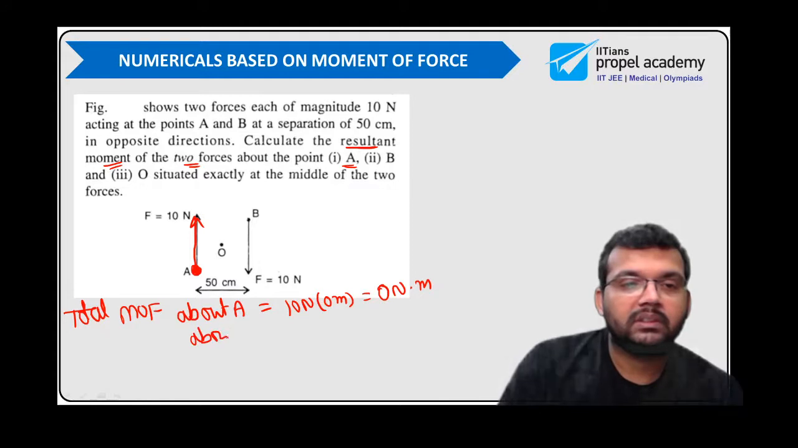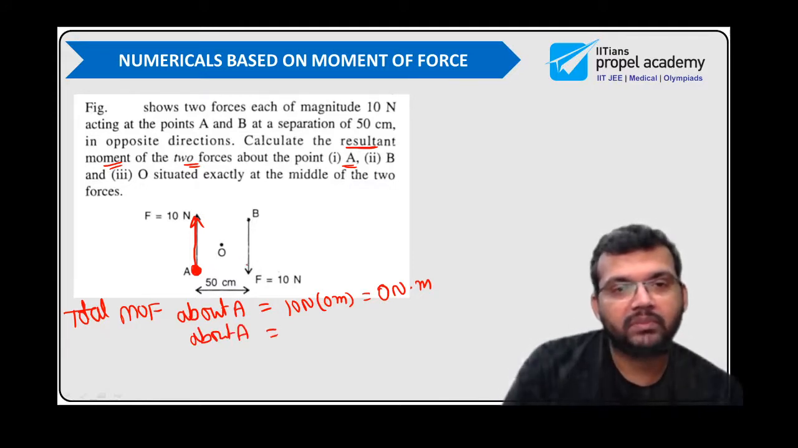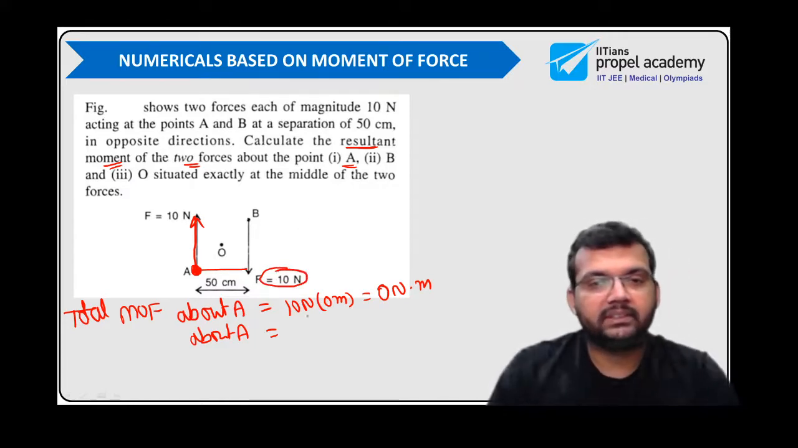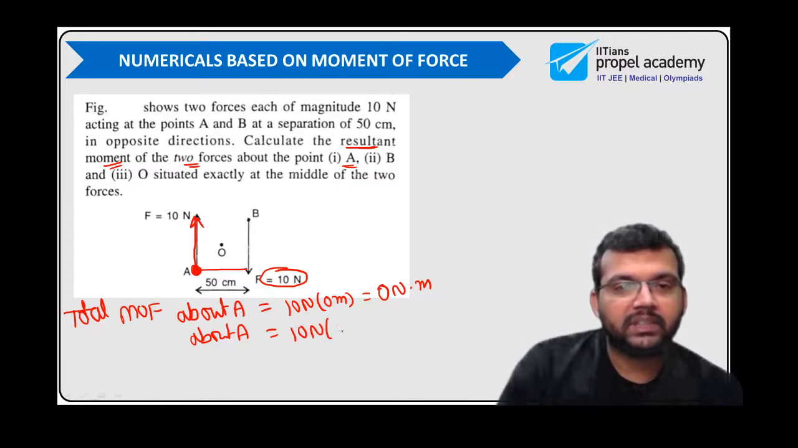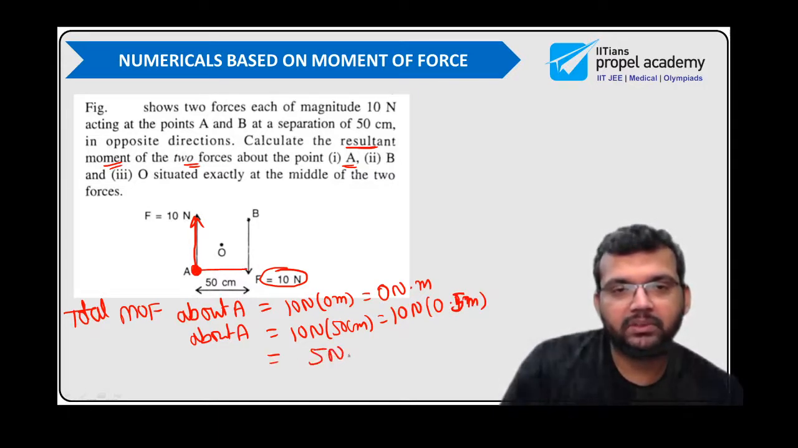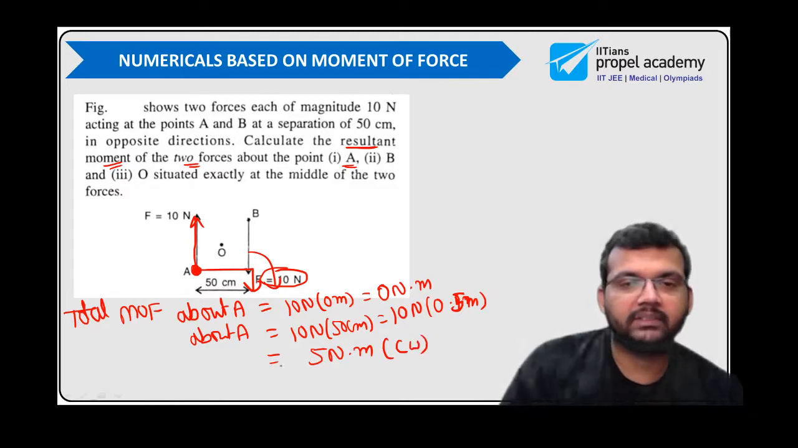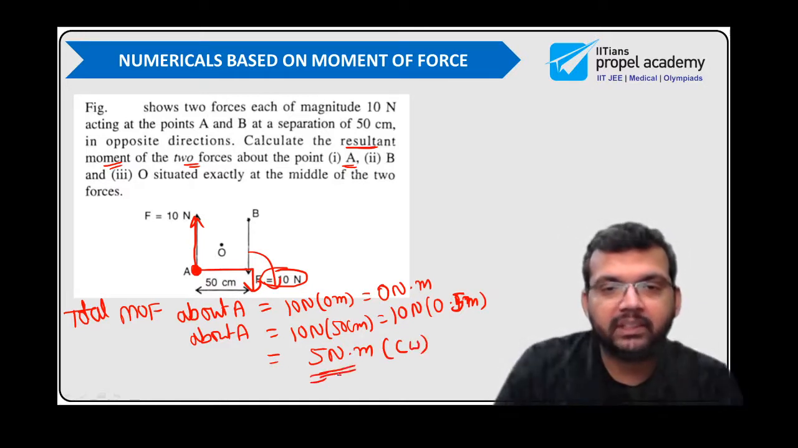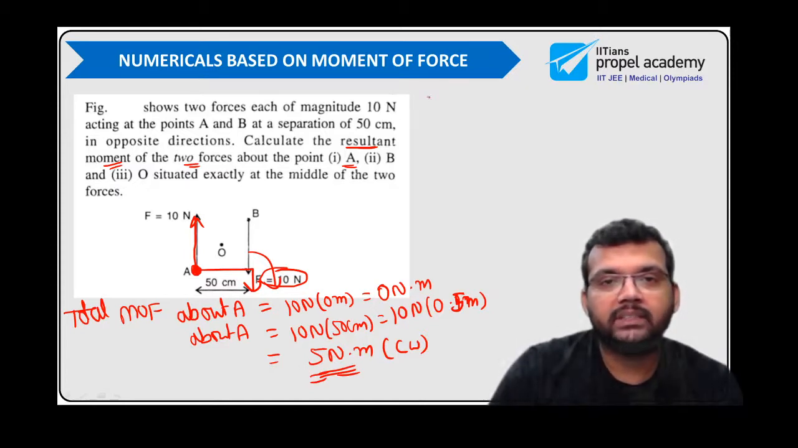And about A, because of the other force, which is acting at a distance of 50 centimeters, and what is the force of that? 10 newton. So once again, this is interesting. 10 newton of force acting at a distance of 50 centimeters. Convert 50 centimeters into meters, that's 0.5 meters. So that equals 5 newton meter, and it is acting downwards, which means it's clockwise. 5 newton meter clockwise. Now let's see about B.